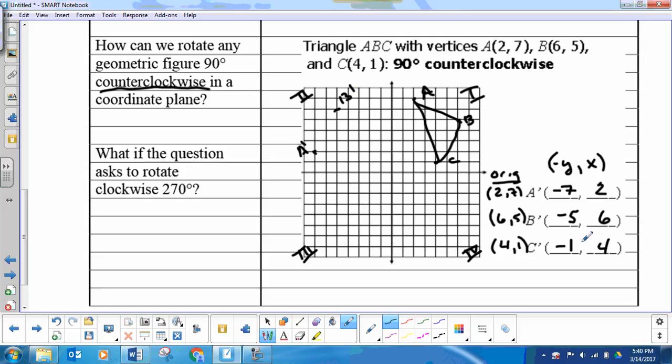And then C prime is at negative 1, 4, so I'm going to go negative 1 here on the X, and then 1, 2, 3, 4. And now I'm going to put a C prime here, and I'm going to connect my dots to create a triangle, and hopefully this one will be prettier.